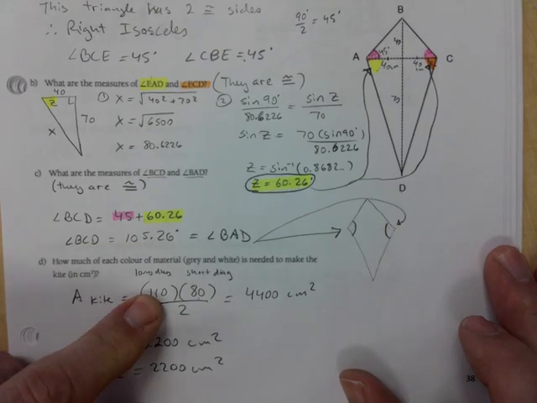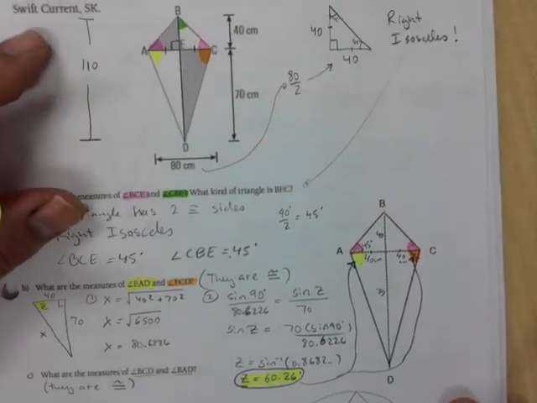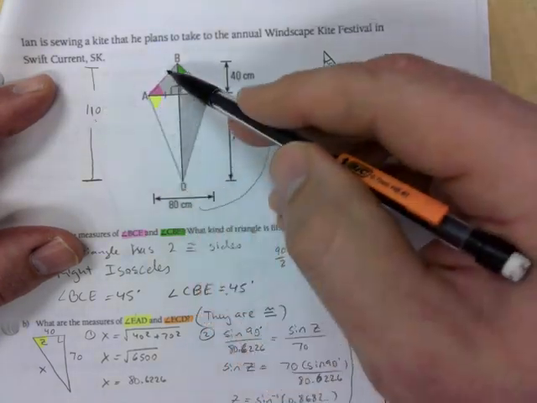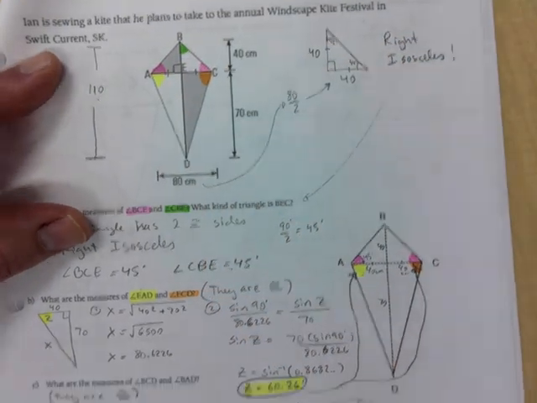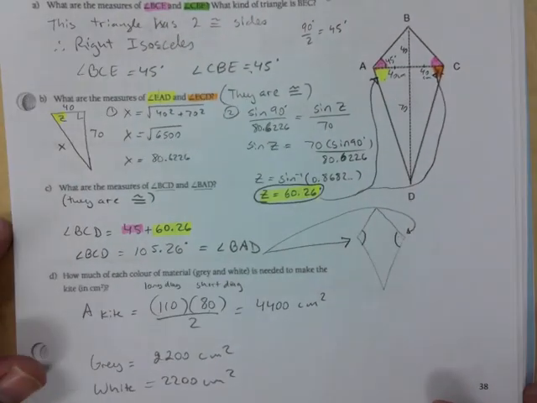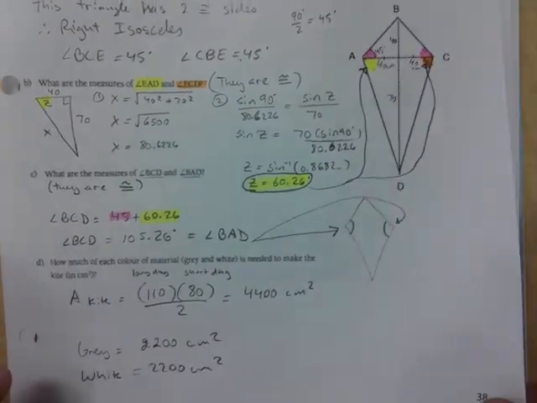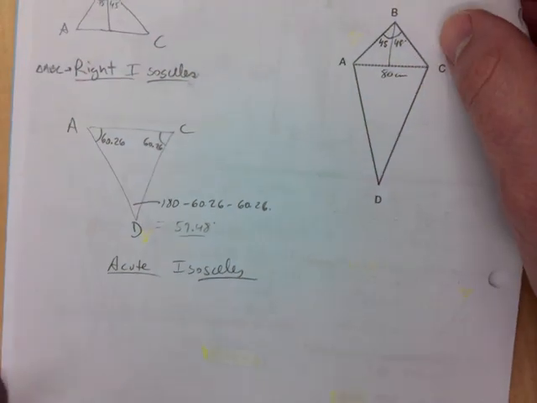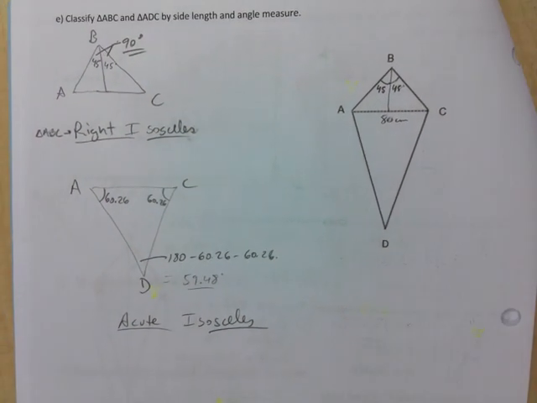If you're wondering how I got the long diagonal, it's not too complicated. 70 and 40 give you the 110, so you actually get the long diagonal there without having to use cosine law or sine law. Okay, so that's page 38. Then going to page 39, some classifying.